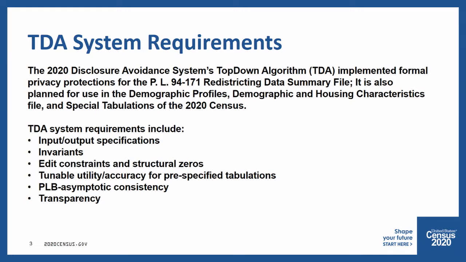Now, when the Census Bureau's Data Stewardship Executive Policy Committee made the decision to move towards formal privacy for the 2020 census, they did impose a number of system requirements that the disclosure avoidance system in general and the top-down algorithm in particular had to meet.